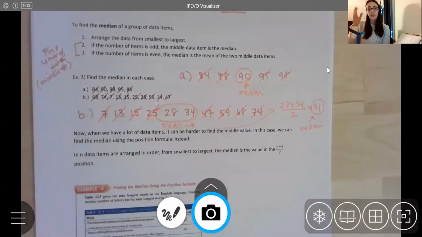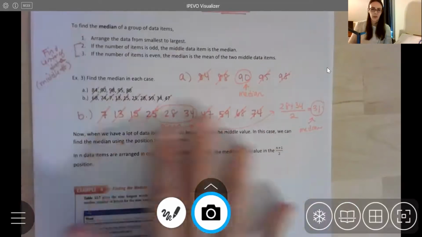Now, when we have a lot of data items, it can be a little bit harder to find that middle value, right? If you have like 100 items, you don't really want to be counting in to that center. It's going to take you a long time. Never mind if you had 1,000 items, right? That's a really long time. And I won't lie, we do have technology. For instance, Excel or spreadsheet tools can do these calculations for us, which is helpful if you have large data sets. So our data sets are going to stay pretty small here.